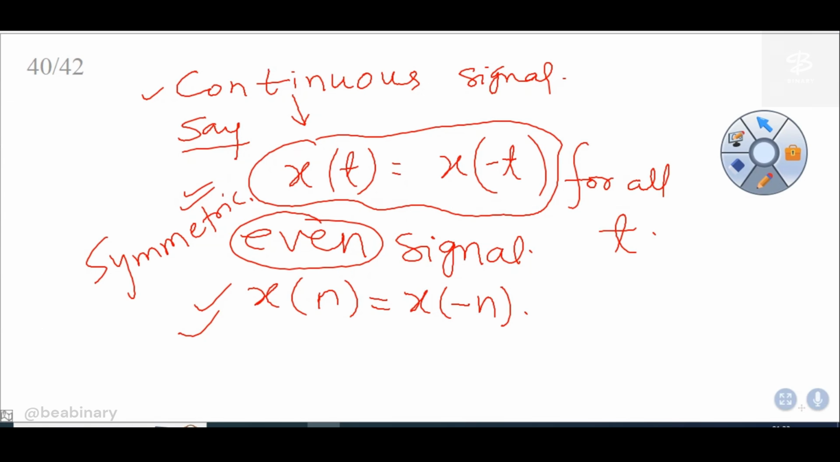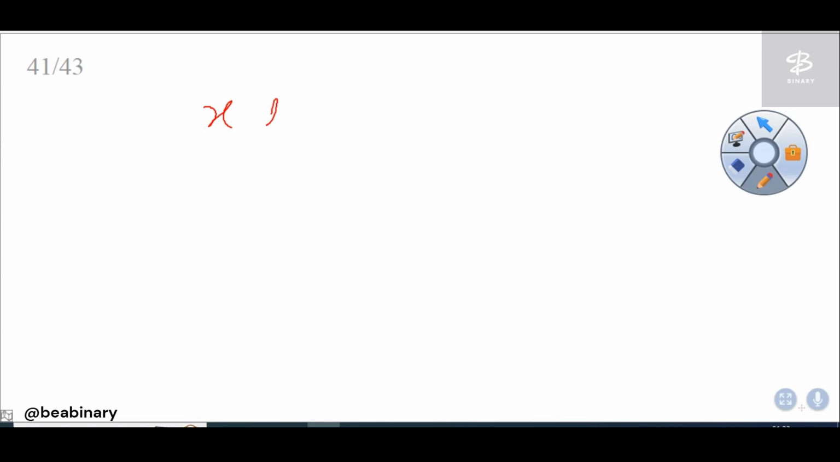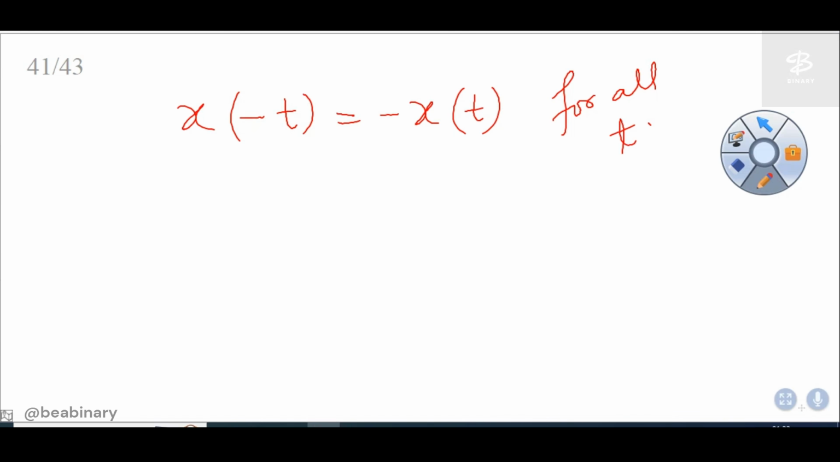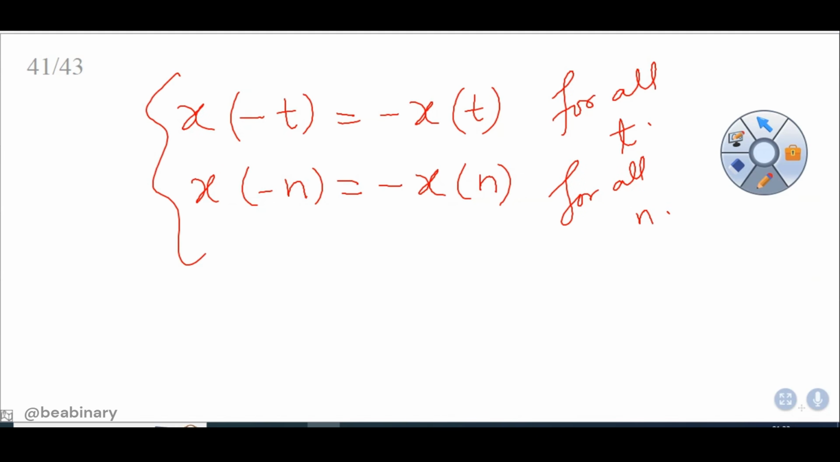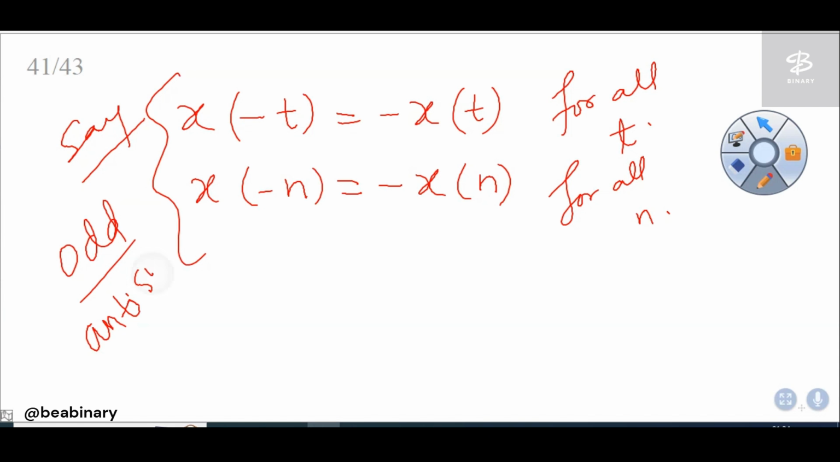But if I have x of minus t equal to minus x of t for all values of t, or x of minus n equal to minus x of n in the case of a discrete signal for all values of n, then if this condition is satisfied, I can say that the signal is an odd signal, or I can say this signal is an antisymmetric signal.